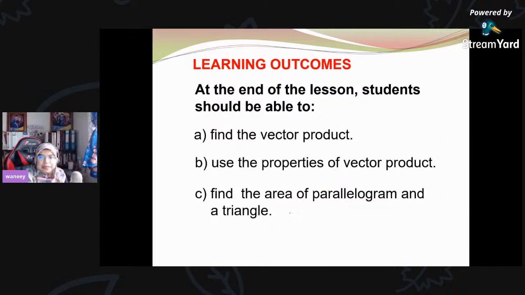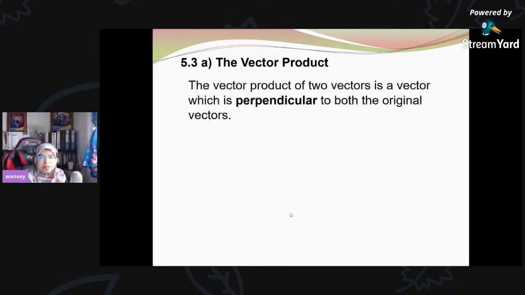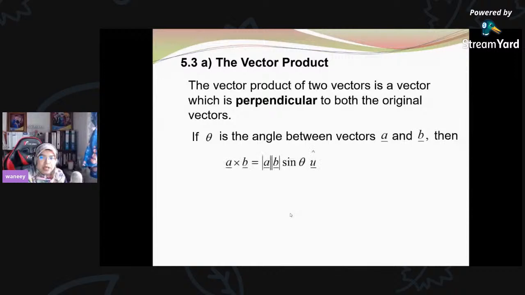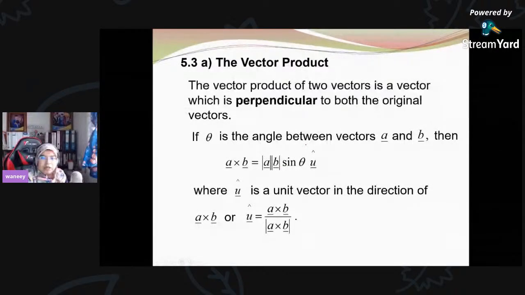Okay, next. Okay, so the vector product. The vector product of two vectors is a vector which is perpendicular to both the original vectors. So if theta is the angle between A and B, then A cross B is equal to the magnitude of A, magnitude of B, sine theta, and then we have a unit vector over there. The unit vector is a unit vector in the direction of A cross B, or the unit vector is actually A cross B over the magnitude of A cross B.